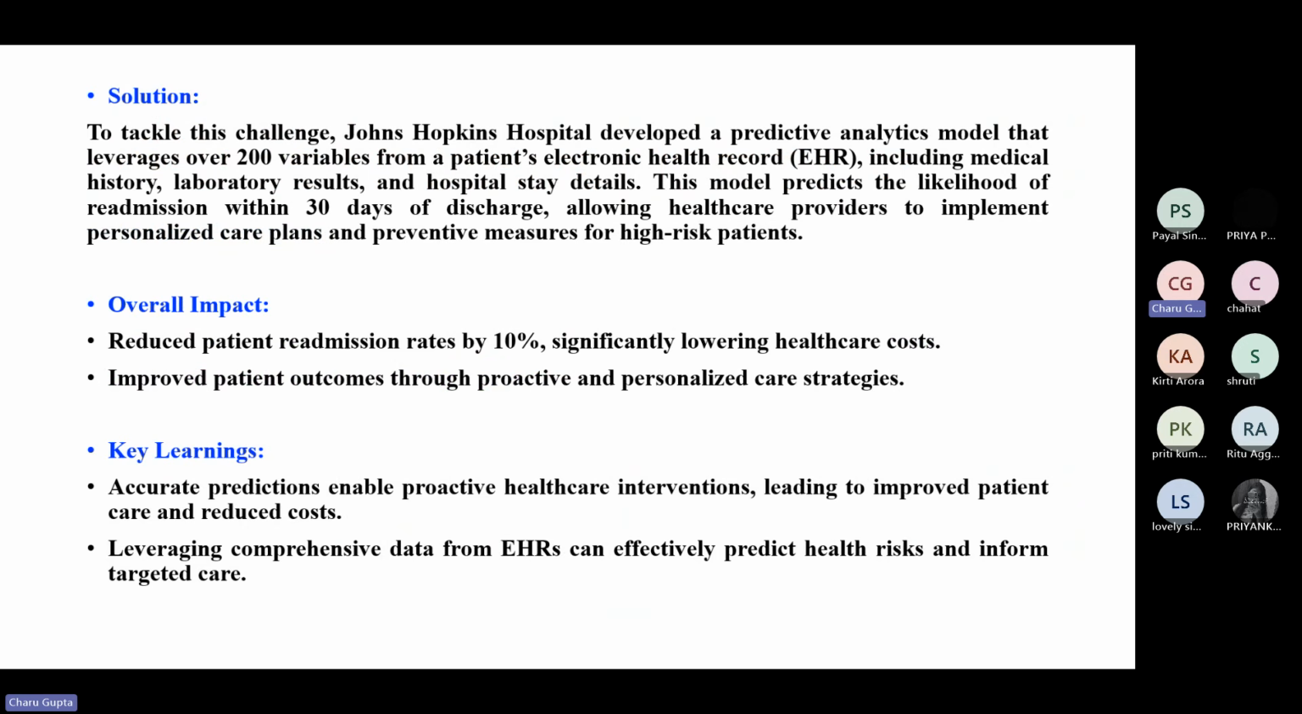So what they did, they took the data from the patient's electronic health record and analyzed it. And the decision they made is to give personalized care plans and preventive measures. They gave a personalized care plan and preventive measures for the high risk patients. What happened is that the patients' readmission rates were significantly reduced. So what they used, they took the patient electronic health record and analyzed it. They analyzed the medical history, lab results, and hospital stay details.